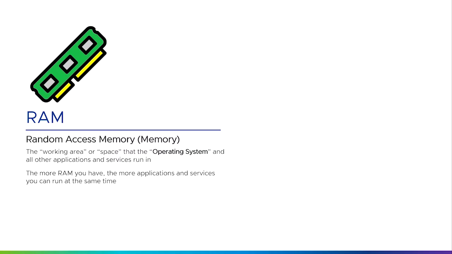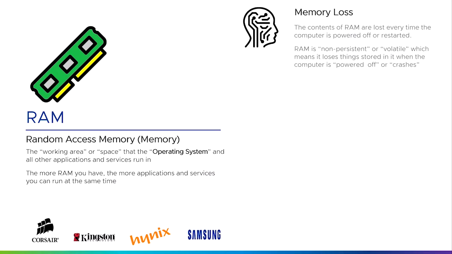And this is the working area or space that the operating system and other applications run in. The more RAM you have, the more applications and services you can run at the same time. A good way to think of this is like having desk space. The bigger the desk you have, the more things you can have out at once, and when you run out of space you have to put things away before you can get new things out. So it's like the working area for the computer to do its job or to do its work. And again, common names you'll see associated with things like RAM are Corsair, Kingston, Hynix, Samsung amongst others.